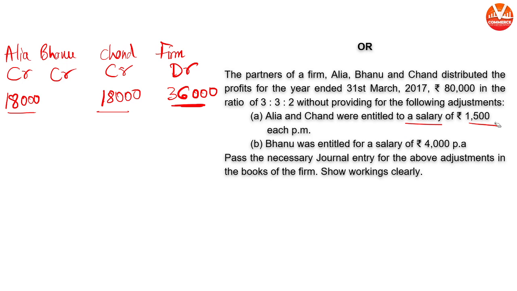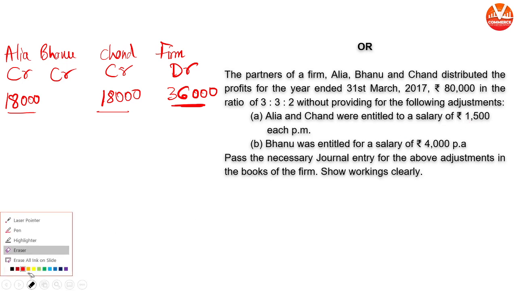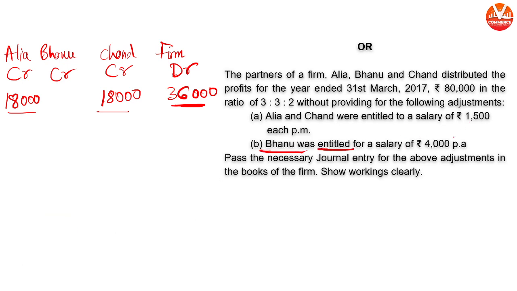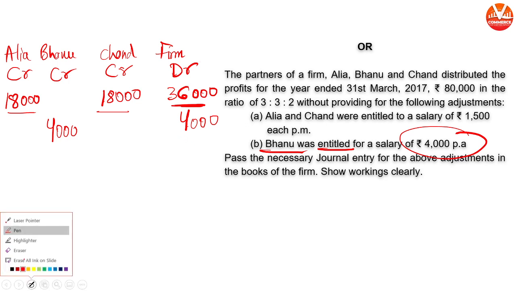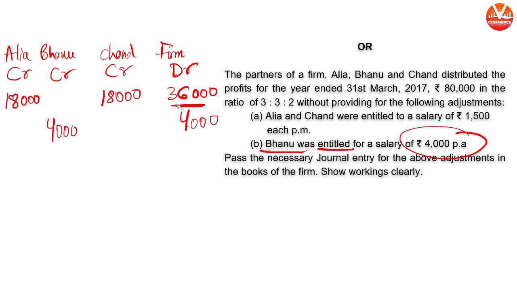Also, Bhanu is entitled to a salary of 4,000. So Bhanu, you will give 4,000 salary and firm will be debited again by 4,000. So firm is debited by 40,000. Now we have provided salary to Alia and Chand and we have provided salary to Bhanu.